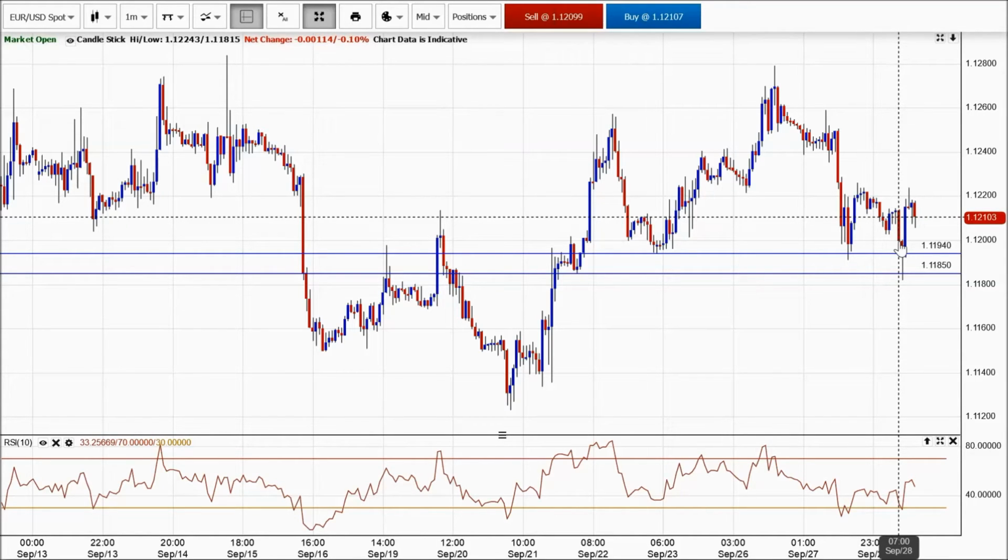Euro sterling, I'd be looking for euro dollar. Sorry, I'd be looking for a bounce. But if this low gets taken out, I think I'd give up on my bullish outlook there.